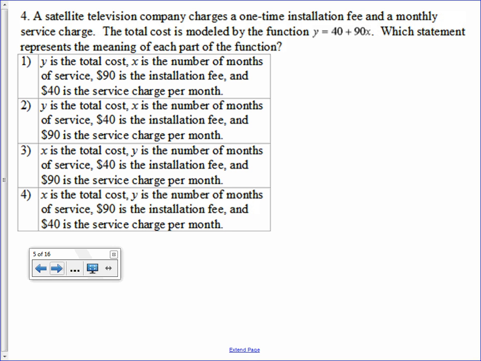Word problems. Again, 1 sentence at a time. Draw a line at your period. Only look at the first sentence. A satellite television company charges a one-time installation fee and a monthly service charge. Nothing really mathematical there, but this one-time installation fee and monthly service charge, or charge per month, is making me think this is going to be a per x plus the one-time fee problem.